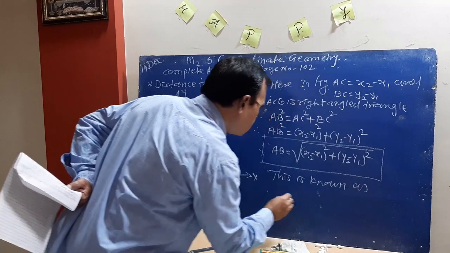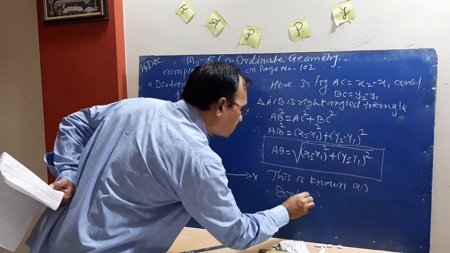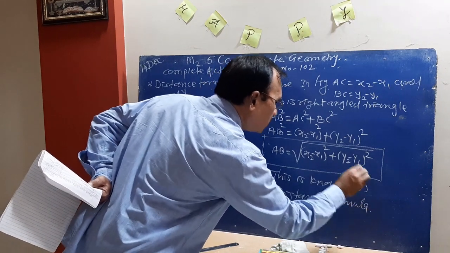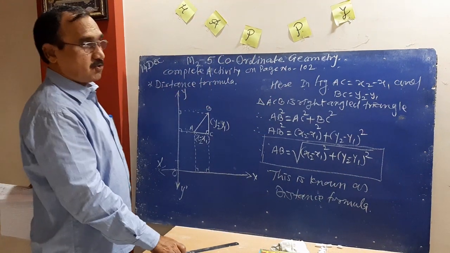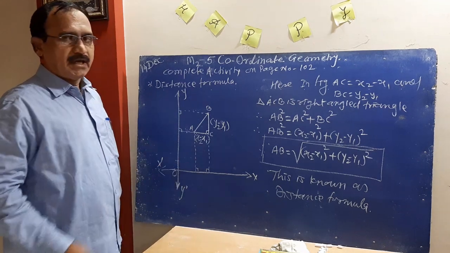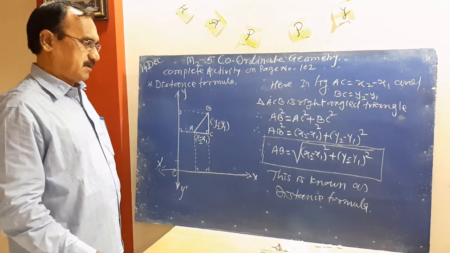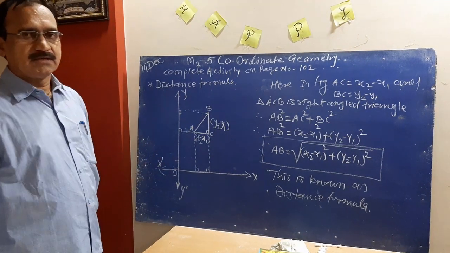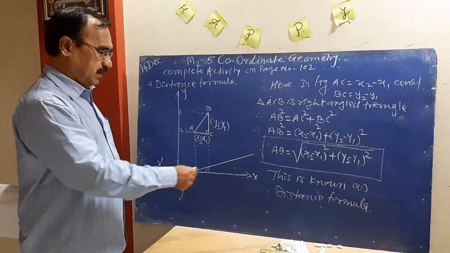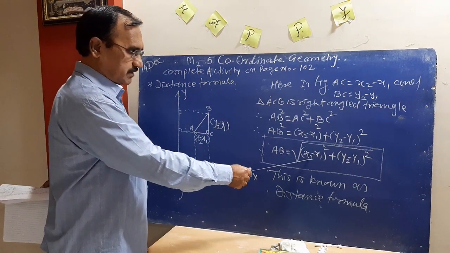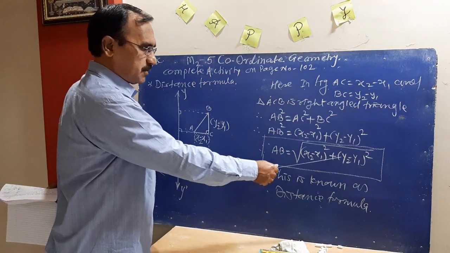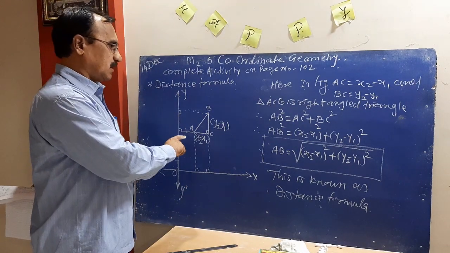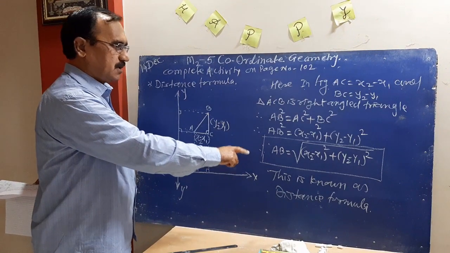This is known as the distance formula, and this formula is very important for the exam and the next practice set also. AB is equal to, if we find the distance AB or length of segment AB, it is equal to under root (x2 minus x1) whole square plus (y2 minus y1) whole square. Keep in your mind, draw this figure carefully, write this formula carefully.